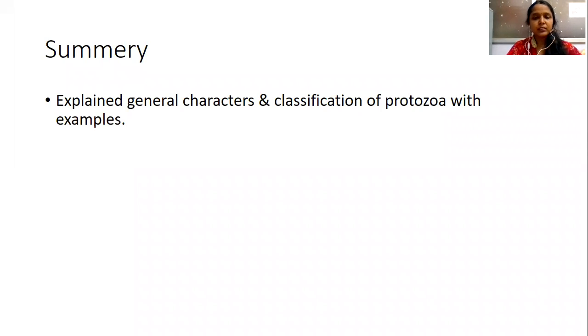Okay, to summarize the whole thing, in this video we discussed general characters of protozoans. You have to remember the general characters like first the habitat, then the shape, size, and body organization of the individual, then the nucleus, then the exoskeleton and endoskeletal structures, then the nutrition, reproduction, respiration. This is how you need to write the general characters of any phylum. And later comes the classification.